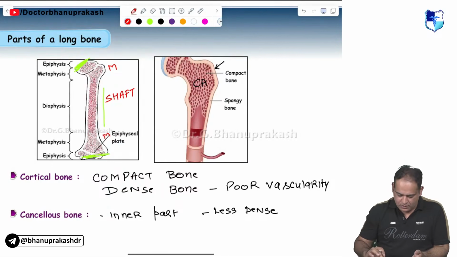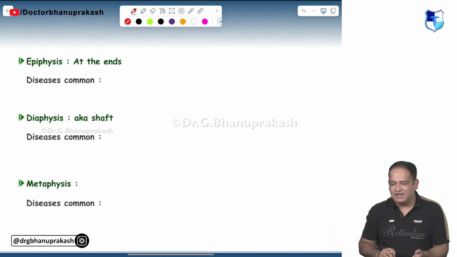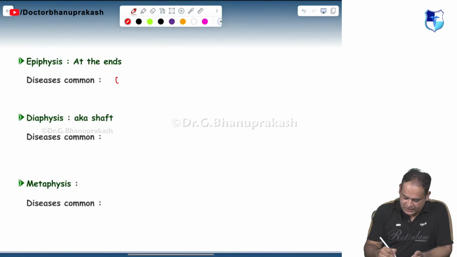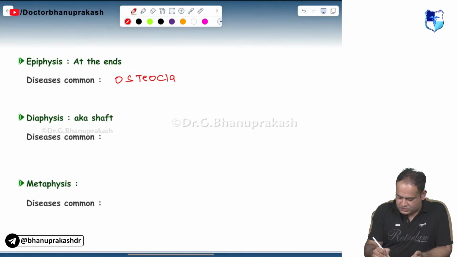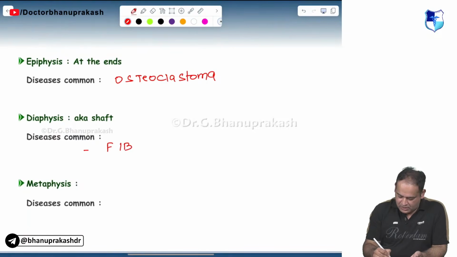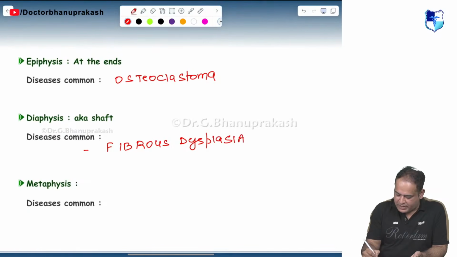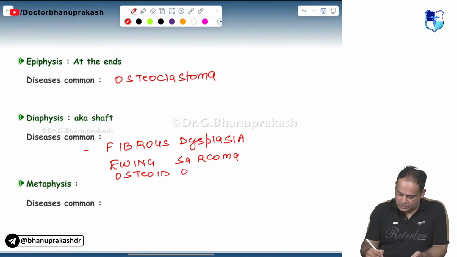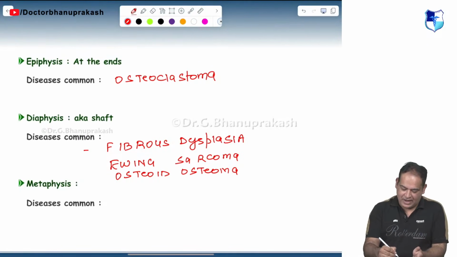So let's shift to the next page, right? Epiphysis is at the end. What is the disease which is common here? Osteoclastoma. What are the diseases which are common at the diaphysis? Fibrous dysplasia, Ewing sarcoma, osteoid osteoma.